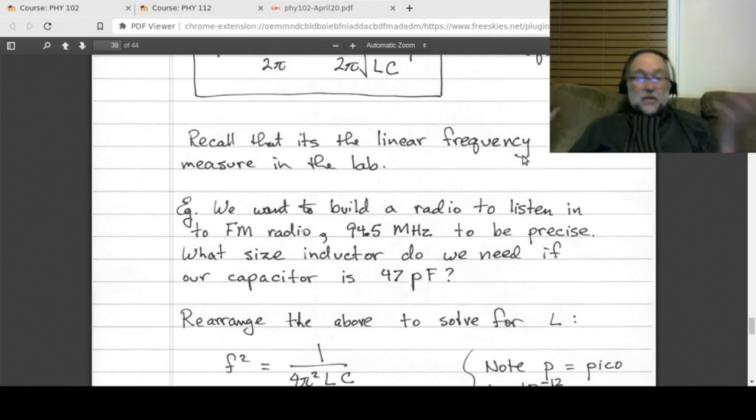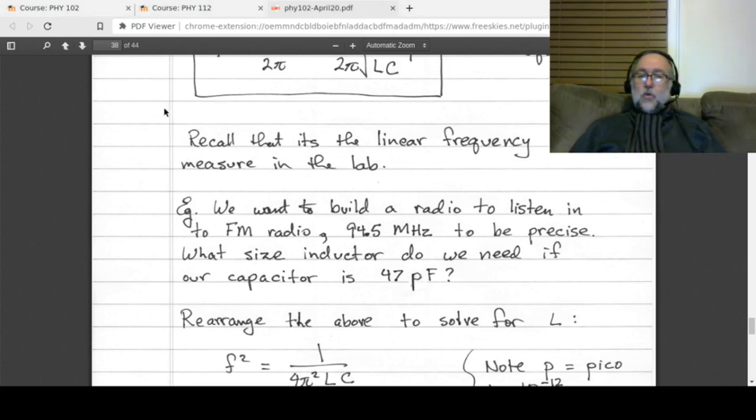Okay, so that's my question here. We want to build a radio to listen in to FM radio. And in particular, we want to listen to 94.5 megahertz. So that's what we want to tune into. What size inductor do we need if our capacitor is 47 picofarads? Now pico is very small, but you do need a small capacitor for this one.